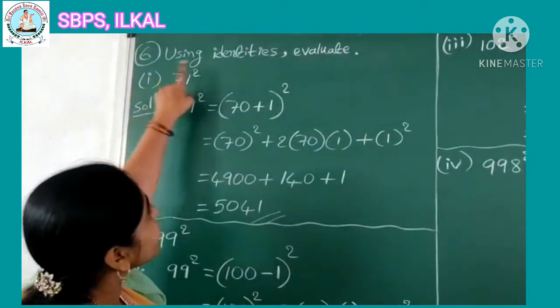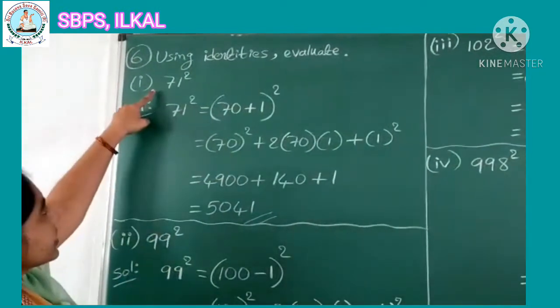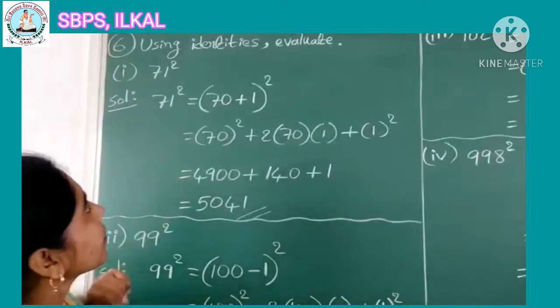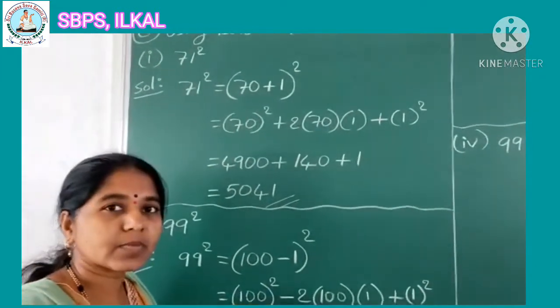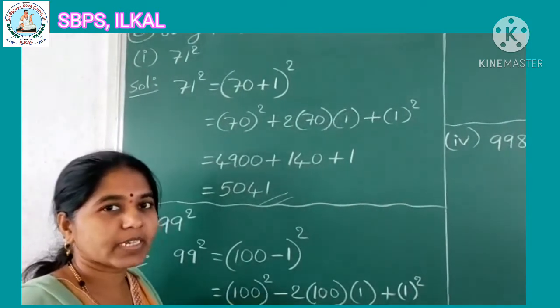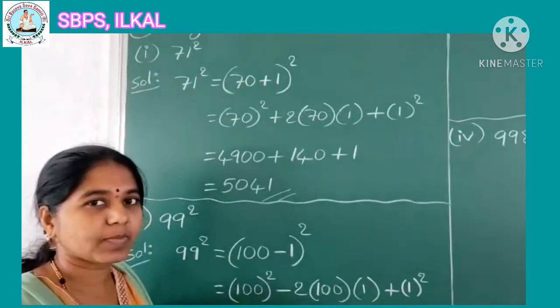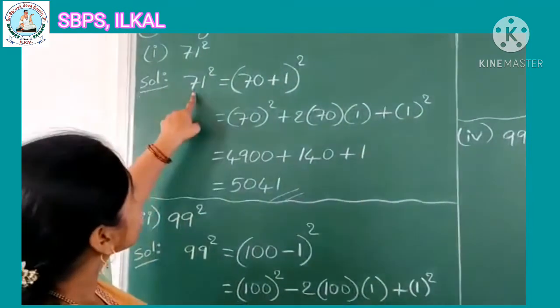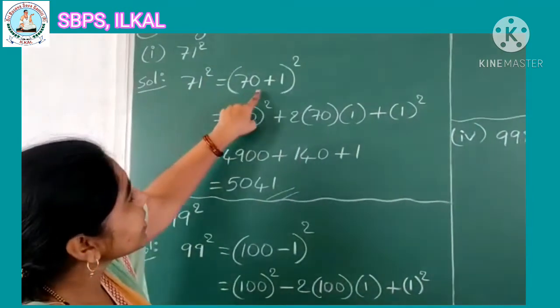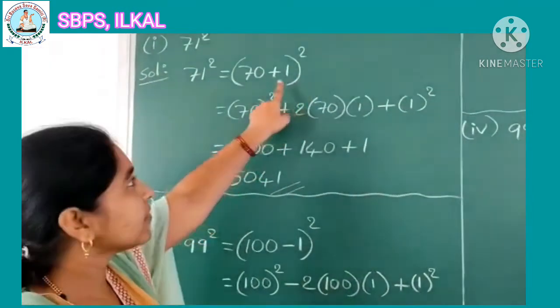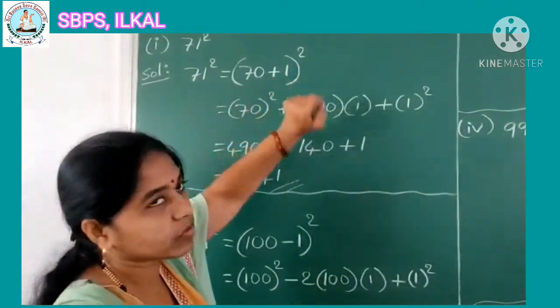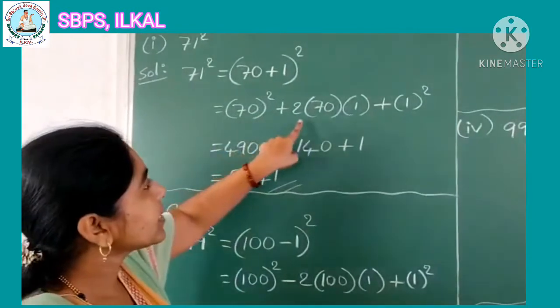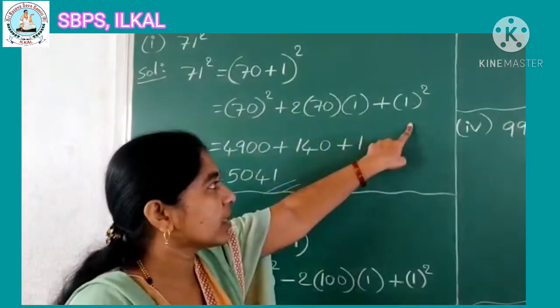Using identities, evaluate these. First one, 71 square. We have to use some identities, children, like a plus b whole square, or a minus b whole square, or a plus b into a minus b, or x plus a into x plus b. Okay. Here 71 square can be written as 70 plus 1 whole square. Then the first identity we can use, because it is in the form of a plus b whole square: a square plus 2ab plus b square.